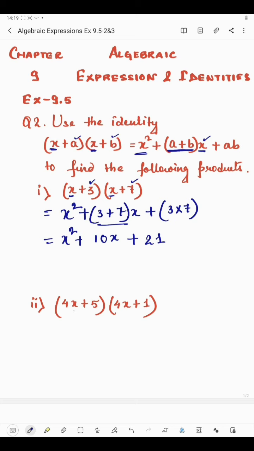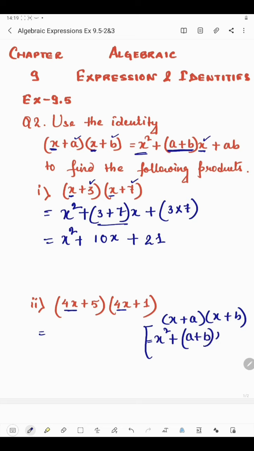In the second part we have (4x + 5)(4x + 1). See here, the first term is the same, which is 4x. So according to this identity, if you have (x + a)(x + b) with the first term equal, then we'll write the square of the first term, which is x square here, plus the sum of the two different terms multiplied by x, and then plus the product of the two different terms, which is ab.